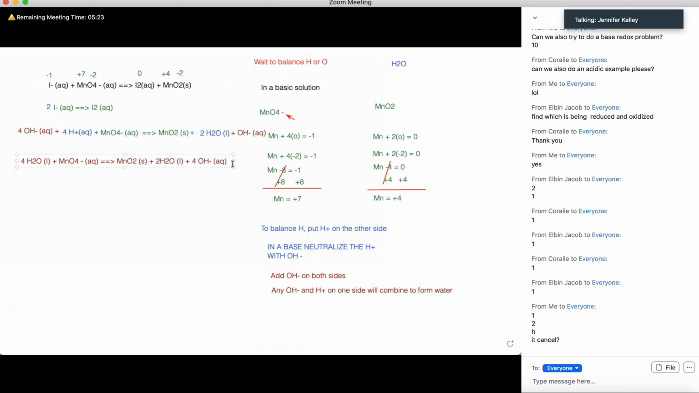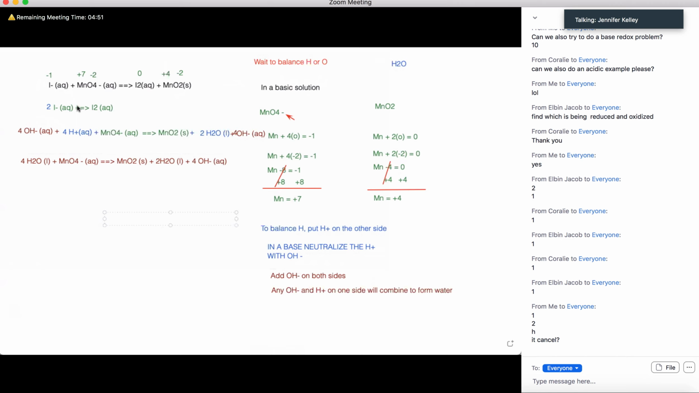Anybody see what error I made when I was adding the hydroxide in the equation above the one we're working on now? I have 4 hydroxide on the left and 1 on the right. That's crazy, right? I need to have 4 on the left and 4 on the right. Okay, so that should have been 4 hydroxide right there. All right.